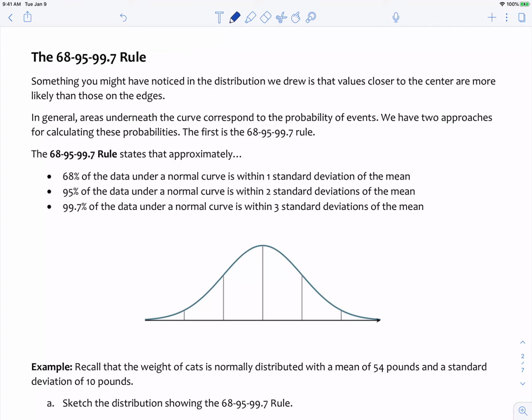So we have two approaches for calculating those probabilities. And the first is the 68, 95, 99.7 rule. That rule states that approximately 68% of the data under the normal curve is going to be within one standard deviation of the mean. 95% will be within two standard deviations of the mean. And 99.7% of the data will be within three standard deviations of the mean. So this is actually pretty cool. It relates back to what we were talking about before in our interpretation of the mean and standard deviation together. Together, they're telling you that most of the data will lie within one standard deviation of the mean.